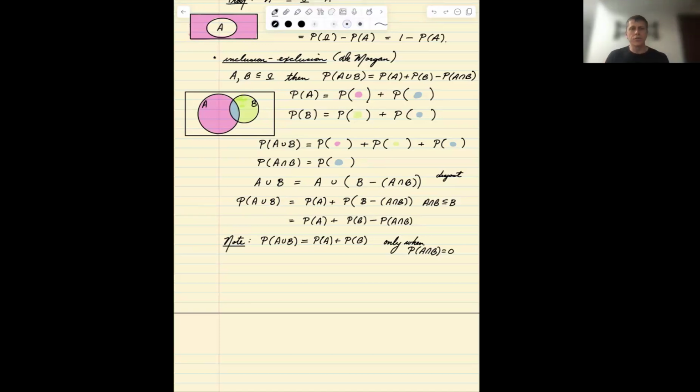Next thing we're going to do is go through a few examples in a little bit more depth, and see how we can apply these rules.